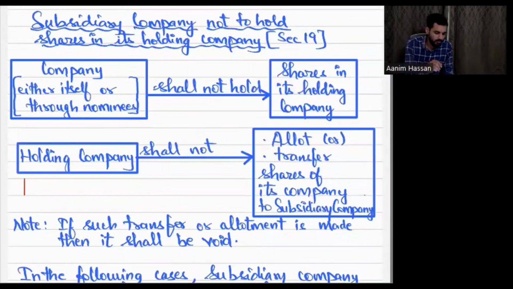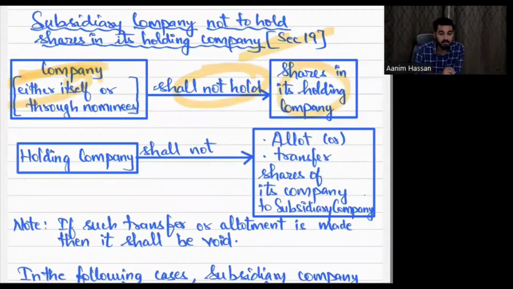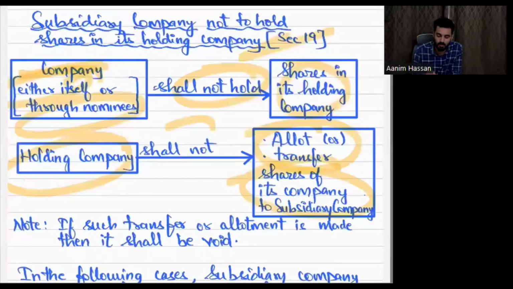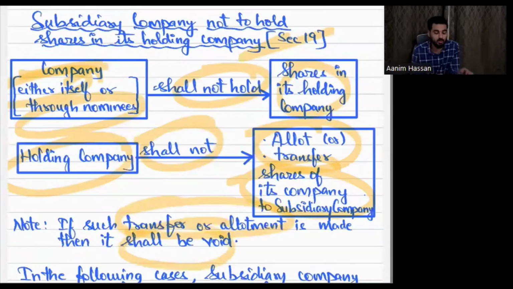Today we are going to do revision of Section 19, and then we will look at the new section. A company cannot hold shares of its holding company either by itself or through nominees. And the holding company cannot allot or transfer its shares to the subsidiary company. If allotment or transfer is made, it will be considered void.